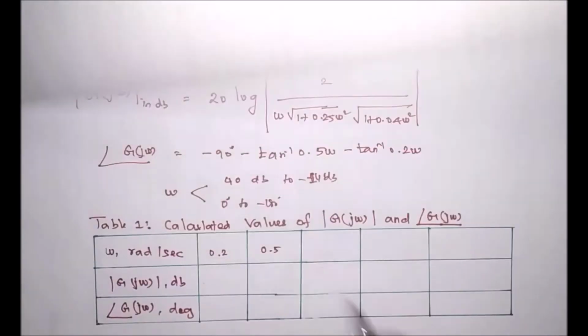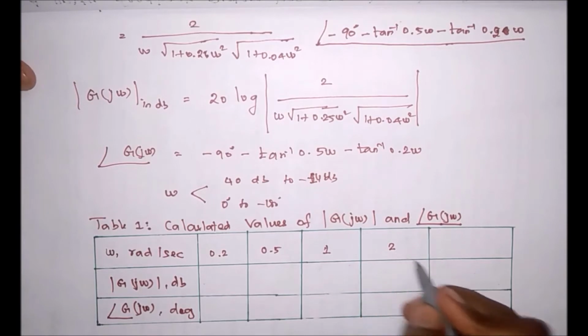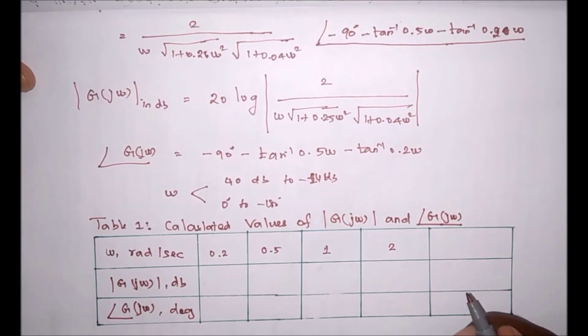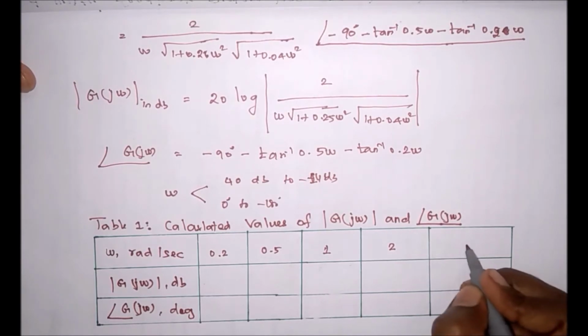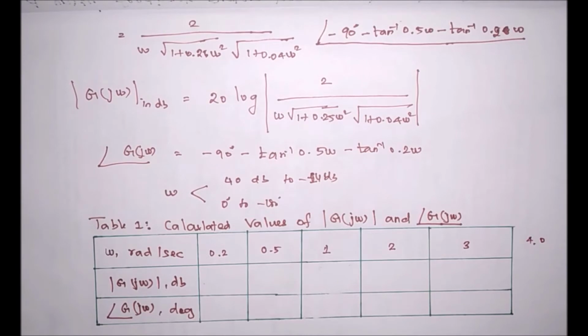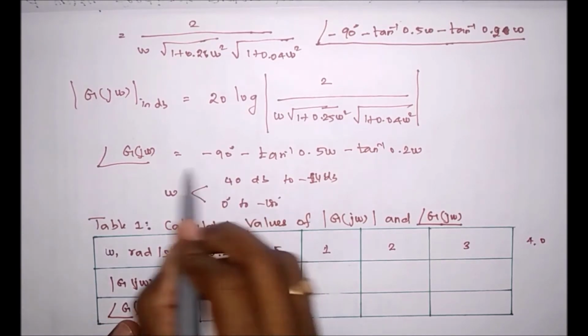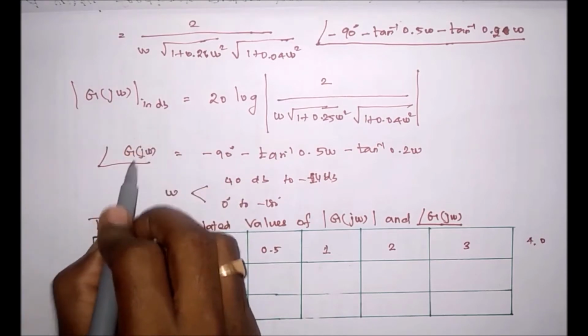Next we can select 1, similarly 2, 3, and then one more value, 4. So likewise we can select 0.2, 0.5, 1, 2, 3, 4. For the corresponding values we have to find the magnitude of G in decibel and also the phase angle.